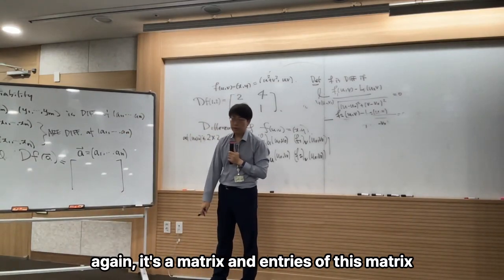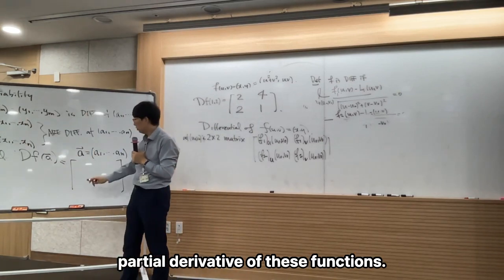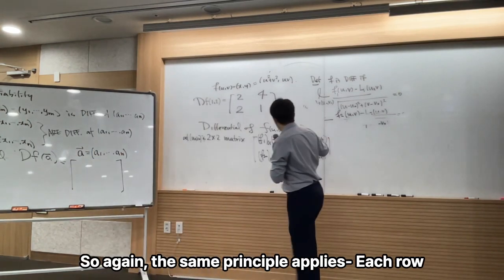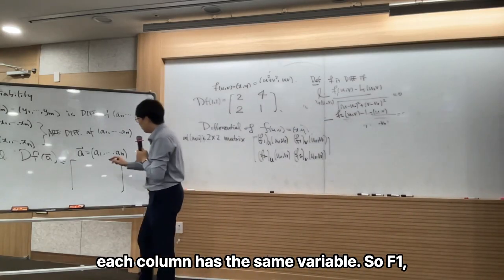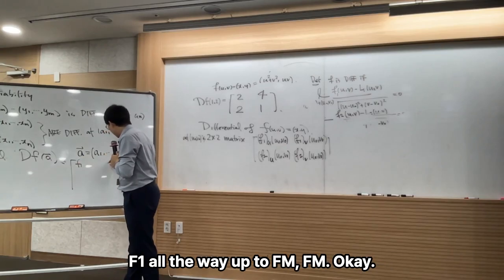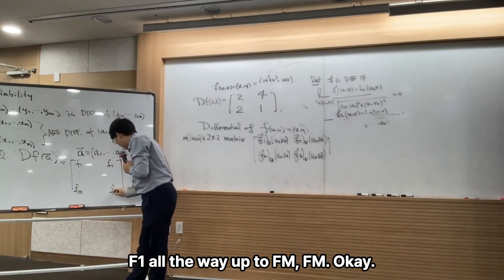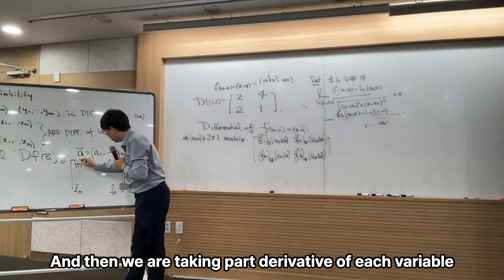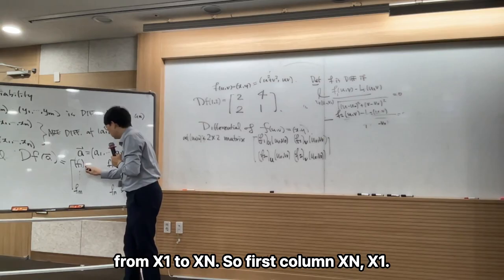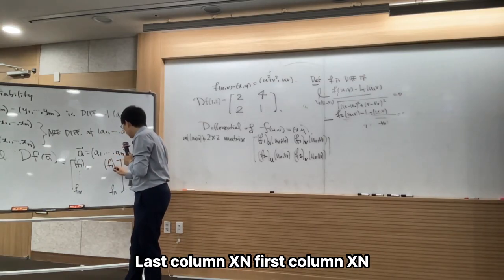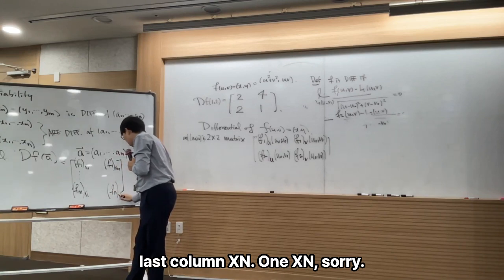And entries of this matrix are partial derivatives of these functions. So again, the same principle applies. Each row has the same function. Each column has the same variable. So F1, all the way up to Fm. And then we're taking partial derivative of each variable from x1 to xn. So first column x1, last column xn. x1 and xn, sorry.